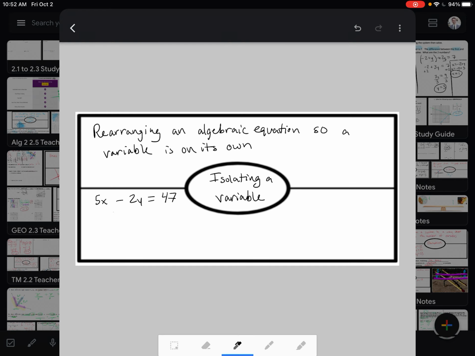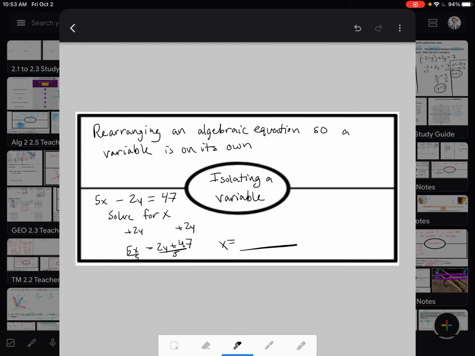For example, a question type might be: solve for x. In that situation, we'd be moving the y over. We'd get 5x equals 2y plus 47, and we'd be dividing everything by 5 to get x equals. It's isolated if it's just that variable by itself on that side.